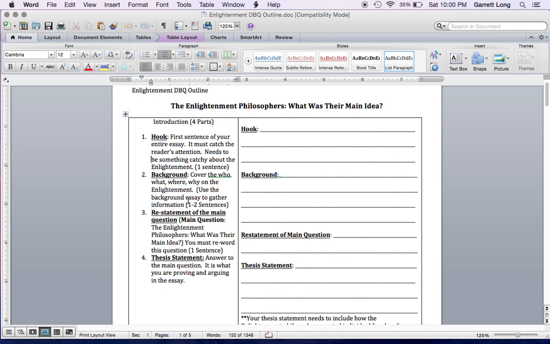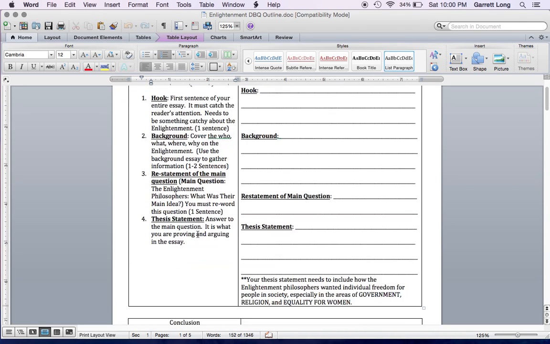Now, our background. The background should cover the who, what, where, and why of the Enlightenment. For the background, guys, you probably should use the background essay, which is the front page of the packet that we got for our documents A, B, and D. That kind of sets us up for what the essay is about, where it takes place maybe, who's involved, and so on. The third part is the restatement of the main question.